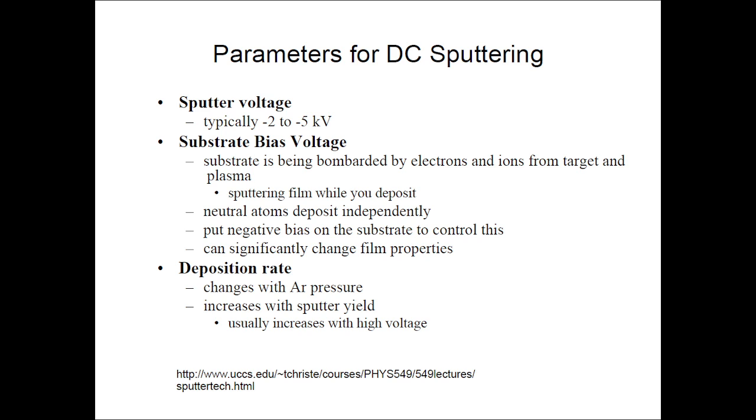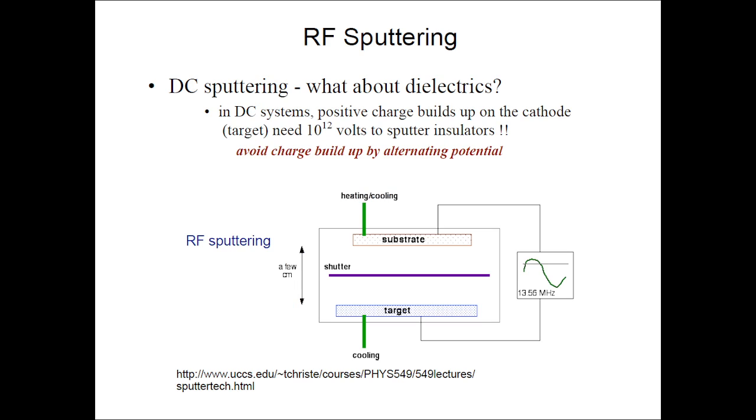Why are we introducing argon there? Since argon is an inert gas, it won't react with the target material. That's why we are using argon as a sputtering gas. Clear? Now we will move on to RF sputtering.